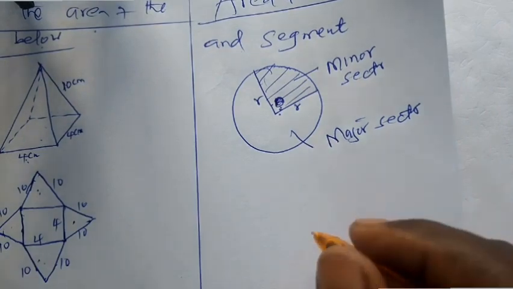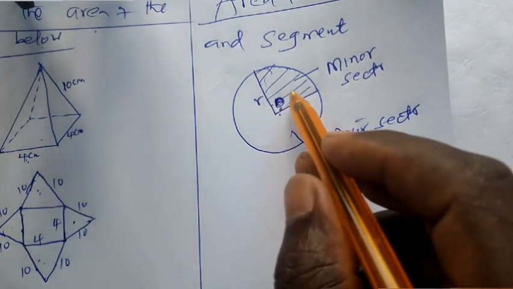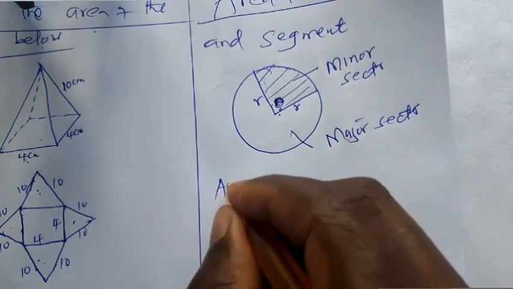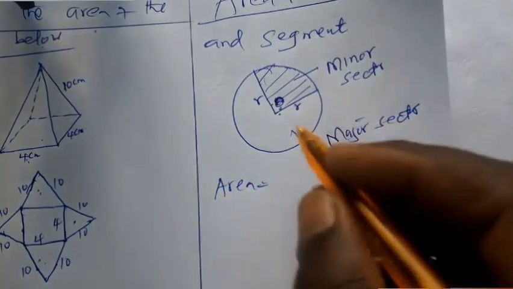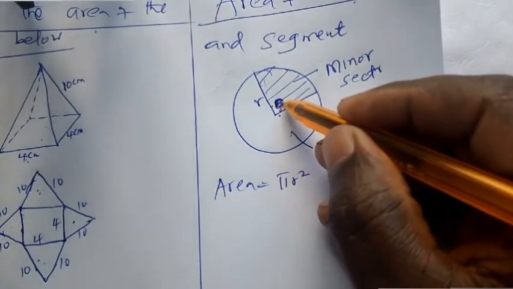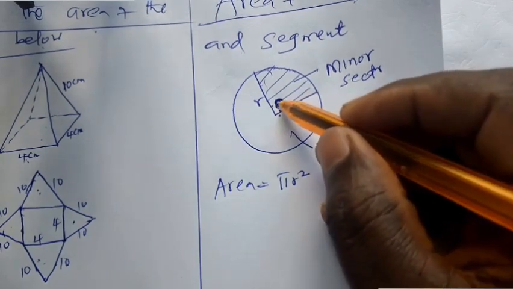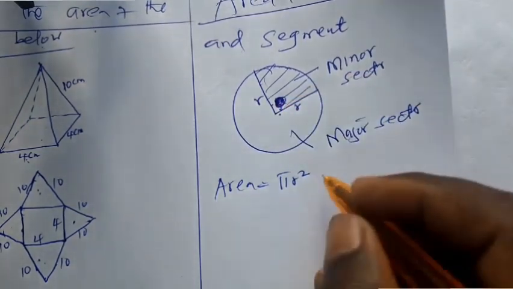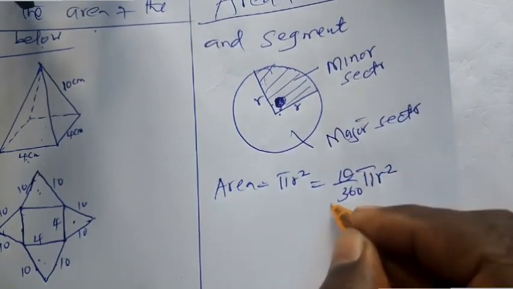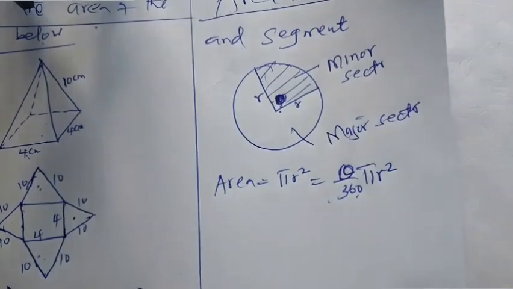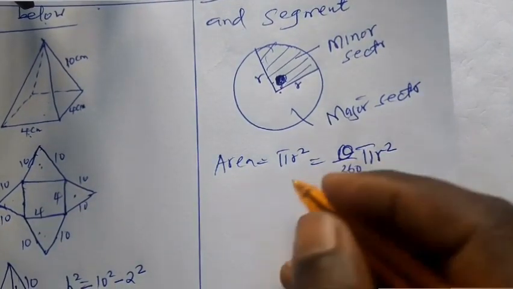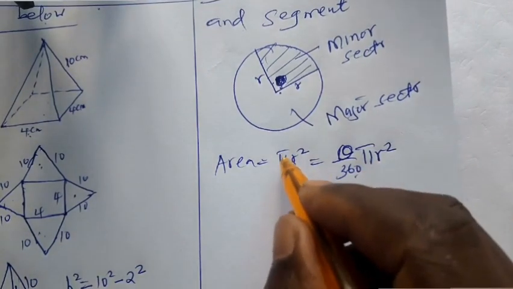Now to get the area of a sector, we use the formula. Remember the area of a circle is pi r square. But since we are calculating a region which is subtended by a certain angle theta, now we say it is theta over 360 pi r square. So this is the formula for calculating the area of a sector of a circle. R is the radius, pi is 22/7 or 3.142.